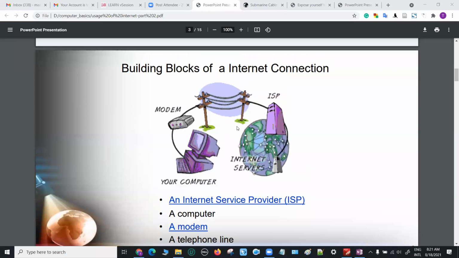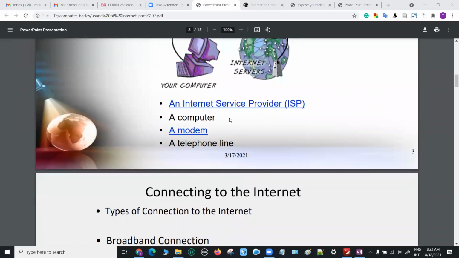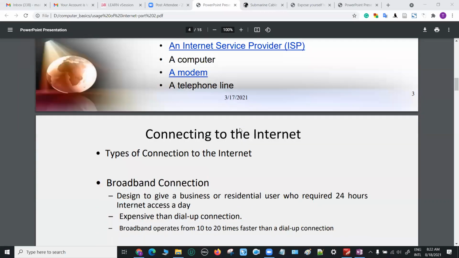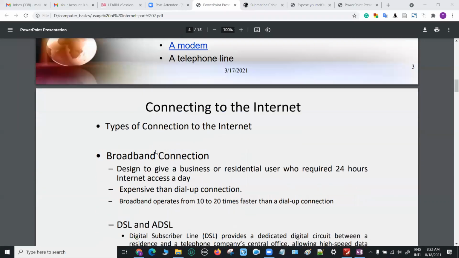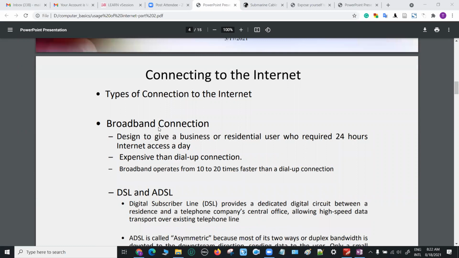Now building blocks. So, building blocks of internet connection. Mainly we should have an internet connection, that means an internet service provider, and a computer, modem, and telephone line. So these are the things we need to have in order to get the internet. Here we are again talking about the types of internet connections, and we discussed the very ordinary or basic level internet connection, that is the dial-up connection. So now we are moving forward with broadband internet connection.